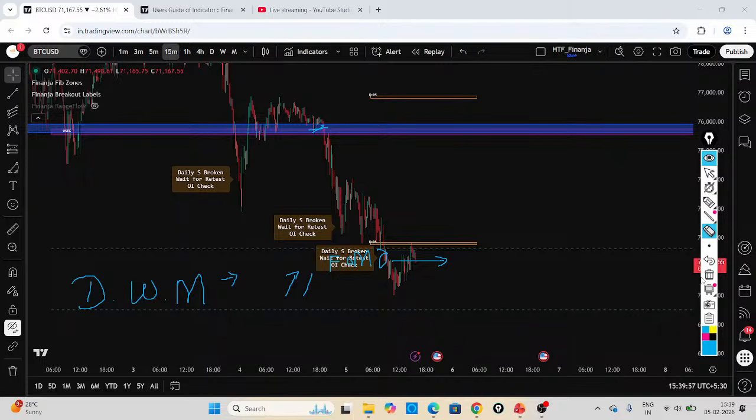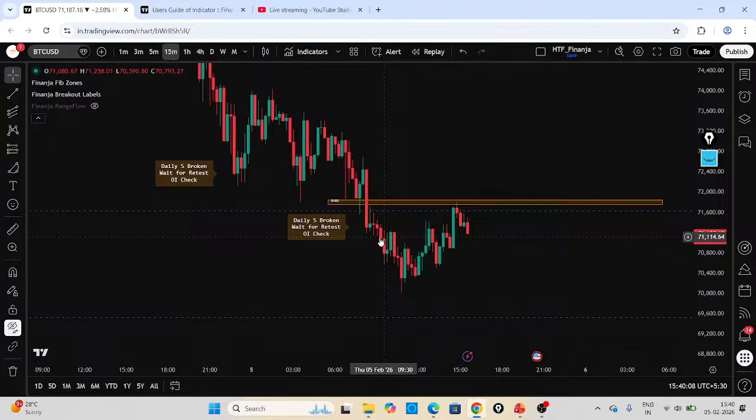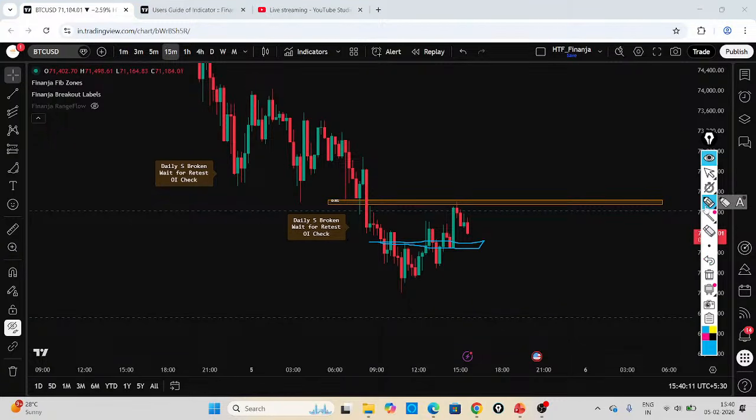So what is this FOMO? Whenever these important levels are broken, sometimes traders make mistakes, and I have made the mistakes also, in a fear of missing out. So if the market is rapidly moving up after these important levels, most of the time traders will be entering on the running candle itself, and they'll get trapped.